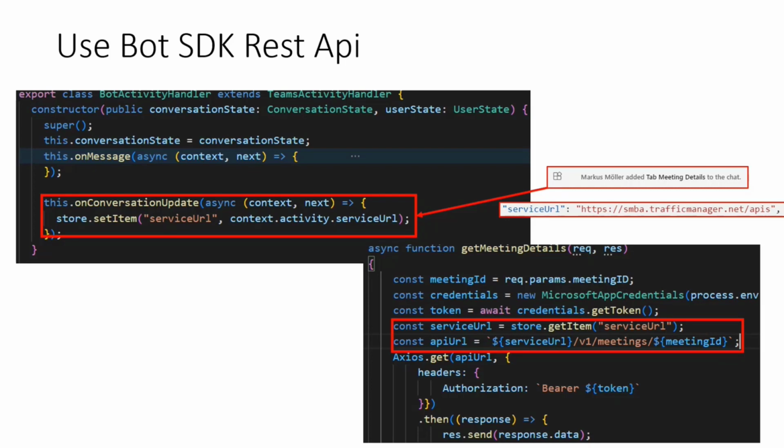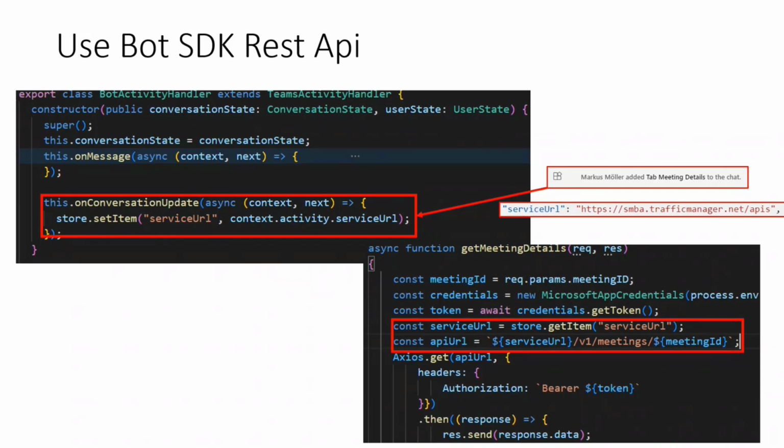And this normally currently looks like the one showing here, SMBA Traffic Manager.NET APIs. I'm always retrieving that. To be honest, I have no idea how stable this is, if I could also hard code it. But in another Microsoft sample, which was not really well documented, I found it exactly that way here. So if I'm retrieving it here, then I'm persisting this. And after I have persisted this service URL, I do not need a bot interaction anymore. I can simply call the service URL, as you can see on the bottom right, with an API call.